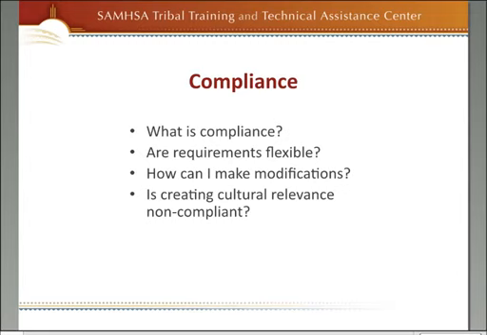And those are submitted through ERA. And your GPO, as well as Holly Blake, who is your grants management specialist, although if you're cohort 3, it's Maria Martinez, they can provide you with guidance on how to make modifications to your budget. And then the last point is, is creating cultural relevance non-compliant? Not at all. It really is designed to be a culturally responsive grant. Now, we might need additional explanation.